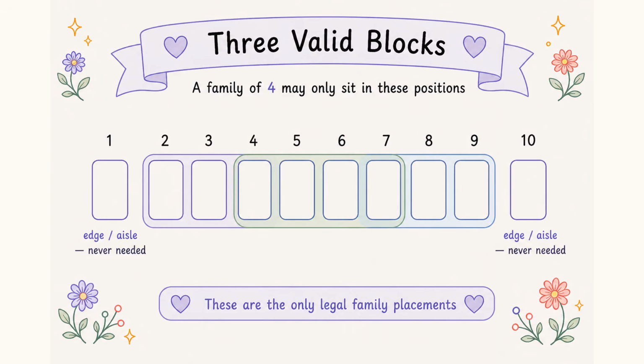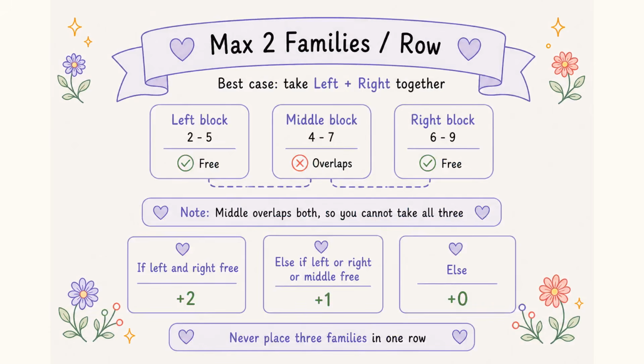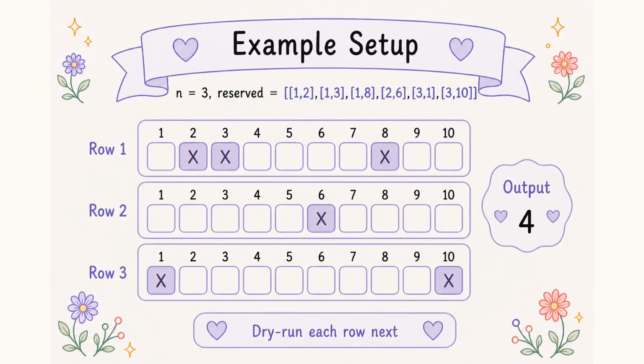Remember these 3 windows. A row can take at most 2 families. The best case is left and right together. Middle overlaps both, so you cannot take all 3. Greedy rule. If left and right are free, add 2. Else, if left or right or middle is free, add 1. Otherwise, add 0.